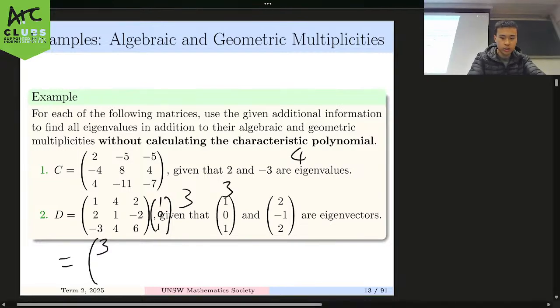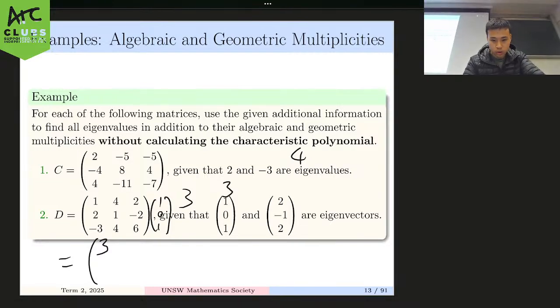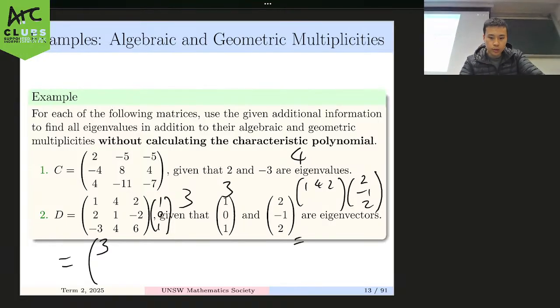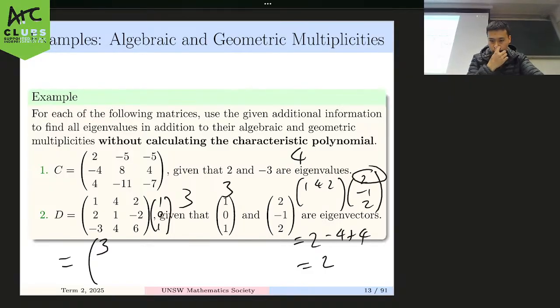I'm going to do a similar thing here. So just multiply that by 1 4 2 and 2 negative 1 2. It's kind of scuffed notation, but to work with it, it's 2 minus 4 plus 4 equal to 2. So basically, the first entry remains unchanged. So if you multiply your eigenvector, it is equal to itself, the eigenvalue is basically 1. So the eigenvalue is 1.